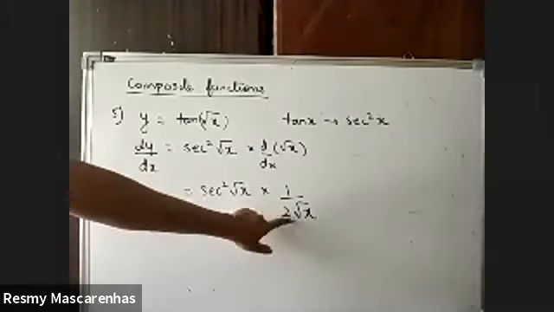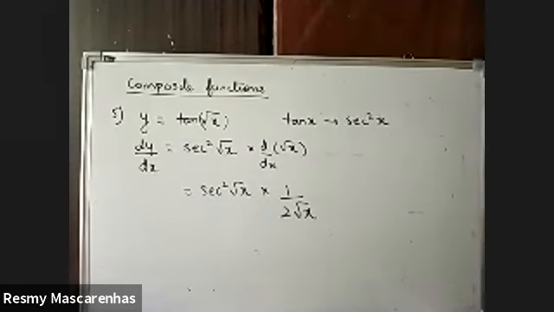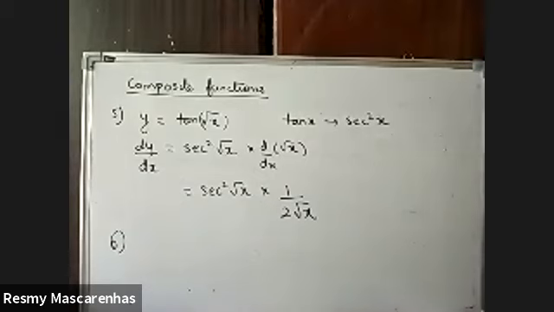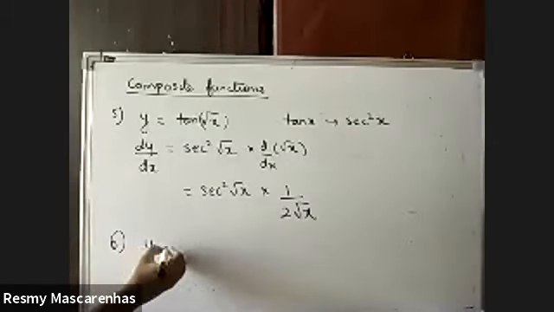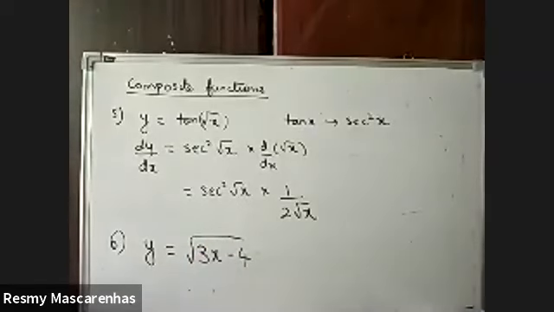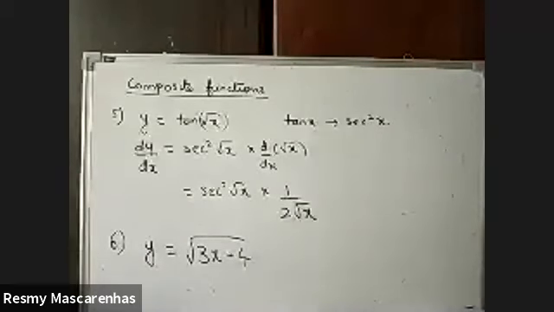Okay, these answers I'm all writing from the table. So just revise the table every day. If you have any problem or doubt, then please ask. Y is root of 3x minus 4. You can attempt. So I have finished the 5th one.